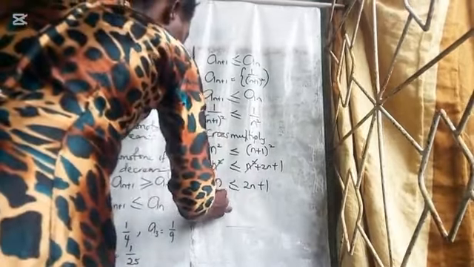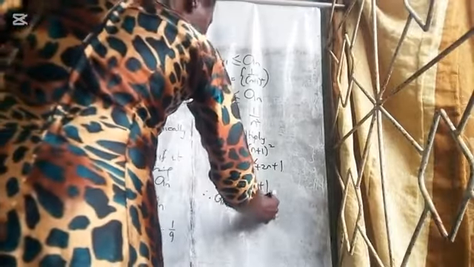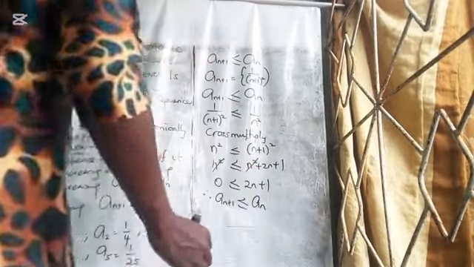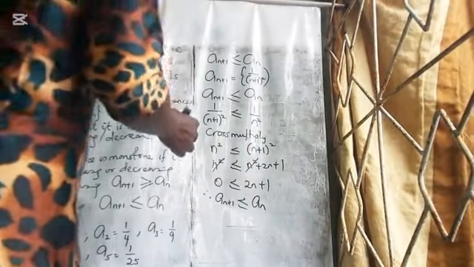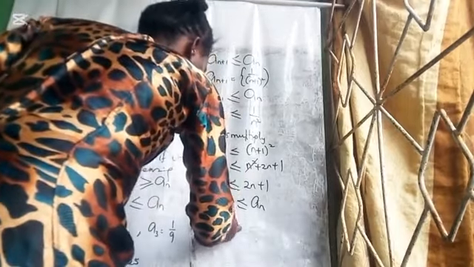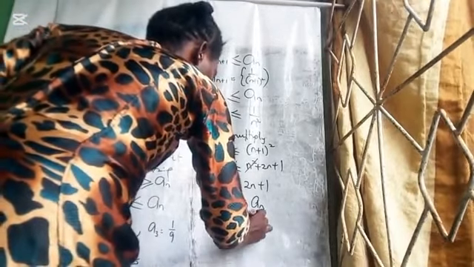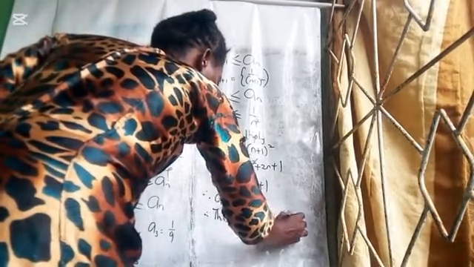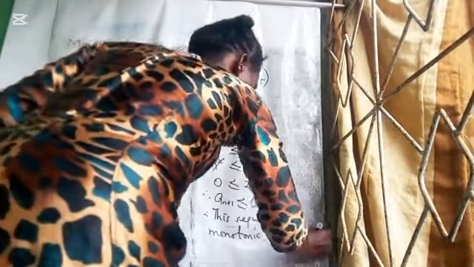So therefore, a sub n plus 1 is truly less than a sub n. And that tells us that the sequence is monotonic decreasing.